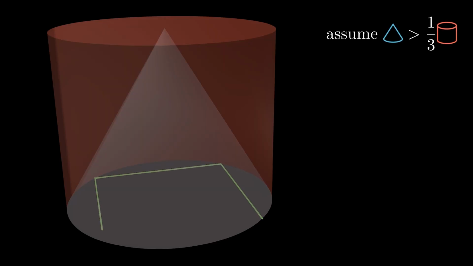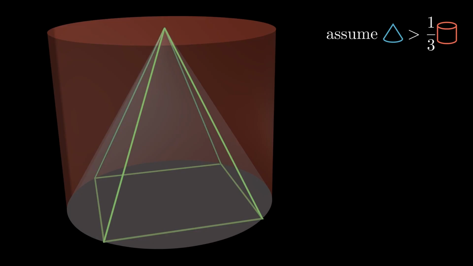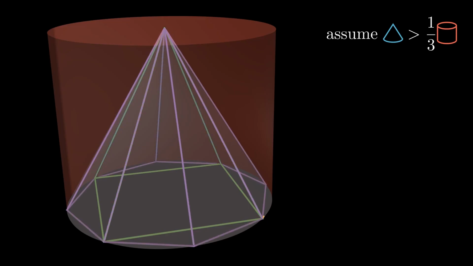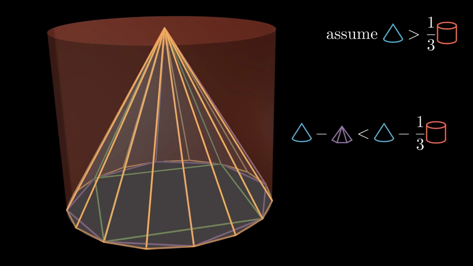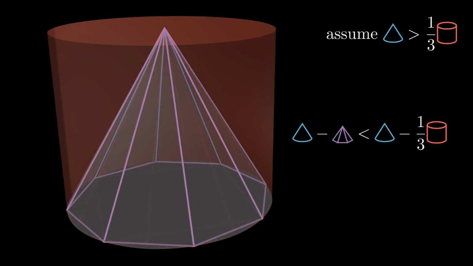Let's now assume the cone is greater than a third of the cylinder. Like we just did, inscribe a square and make a pyramid out of it, and then do the same with an octagon. And for the same reason as we've just seen, we can approximate the cone more and more finely with pyramids until the difference between the cone and the pyramid is smaller than the difference between 3 times the cone and the cylinder. For the sake of the argument, say this happens at the octagon stage.